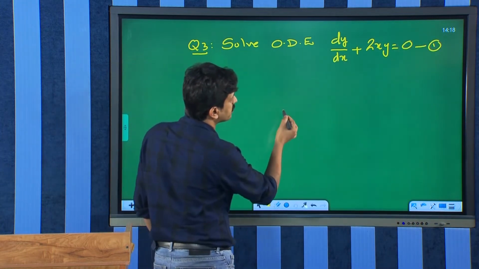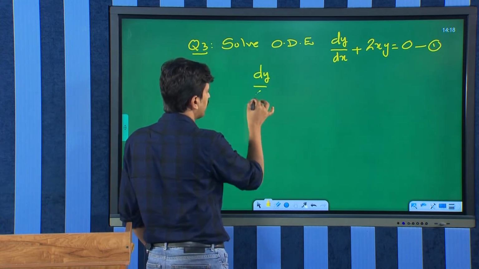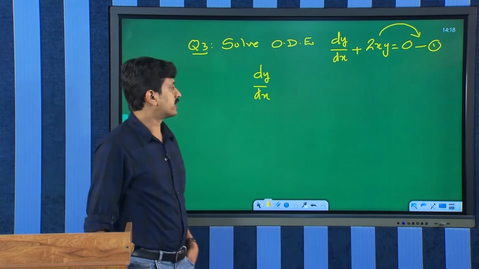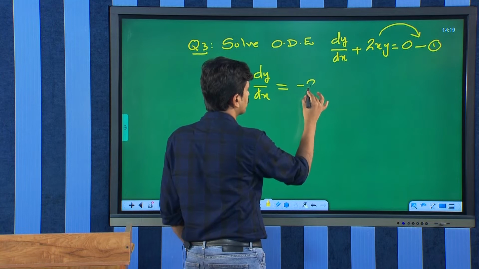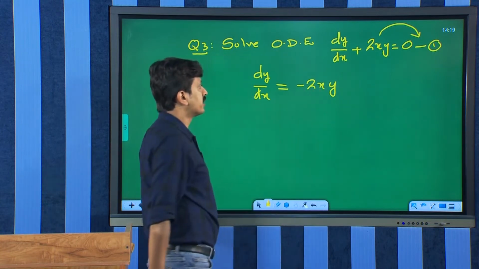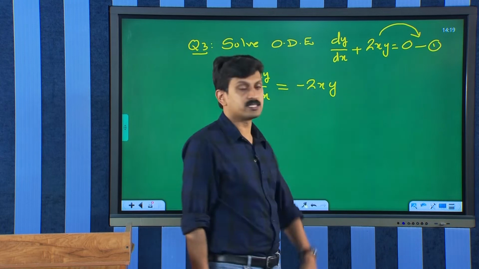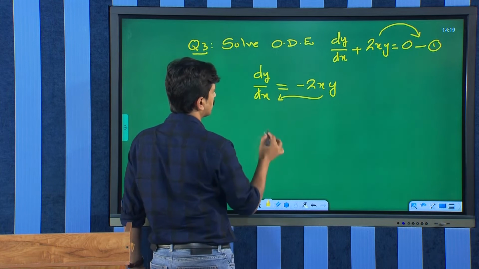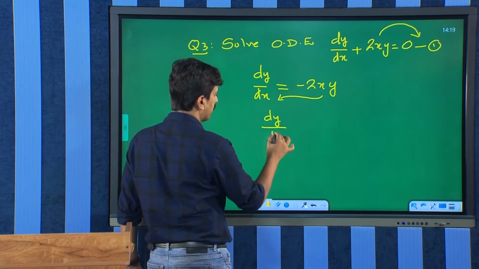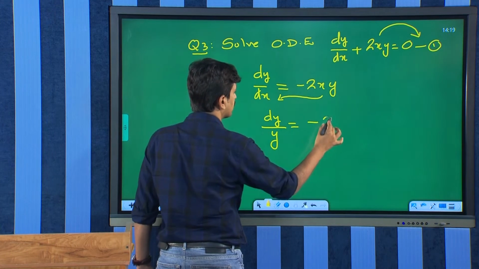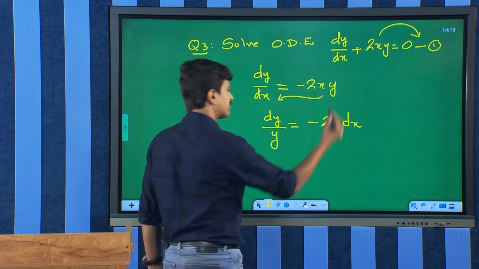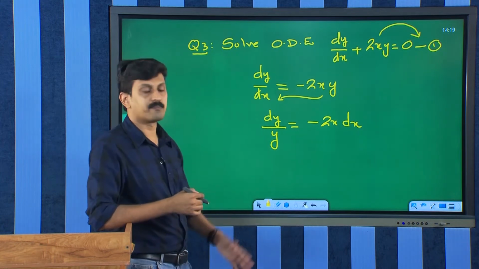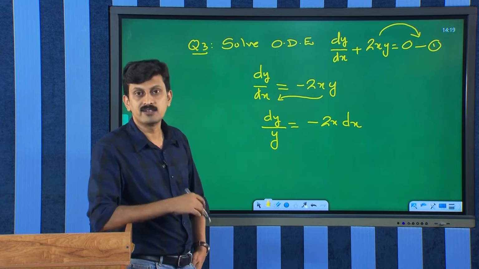So, we can take the 2xy to the RHS. Therefore, dy by dx is equal to minus 2xy. We can take this y to the left side, therefore dy divided by y is equal to minus 2x dx. Now, we have separated the variables.